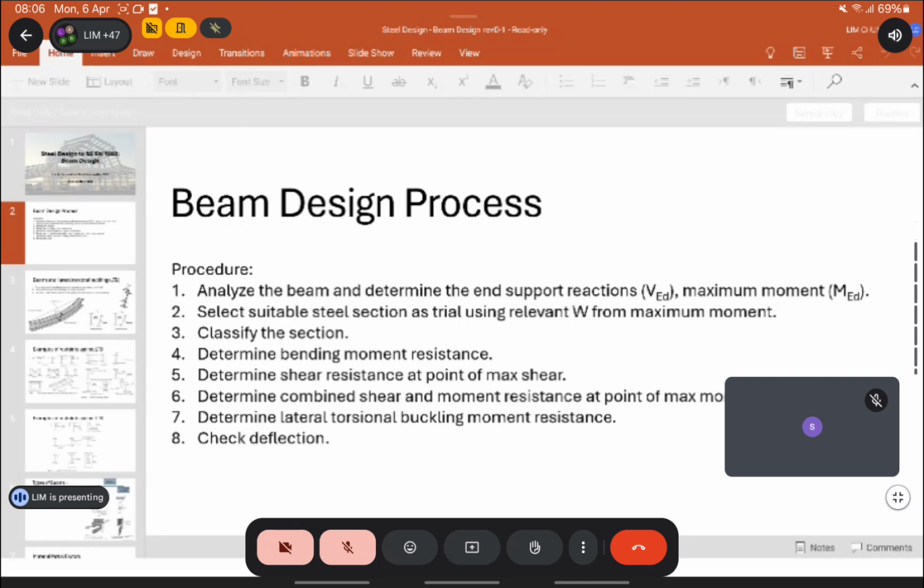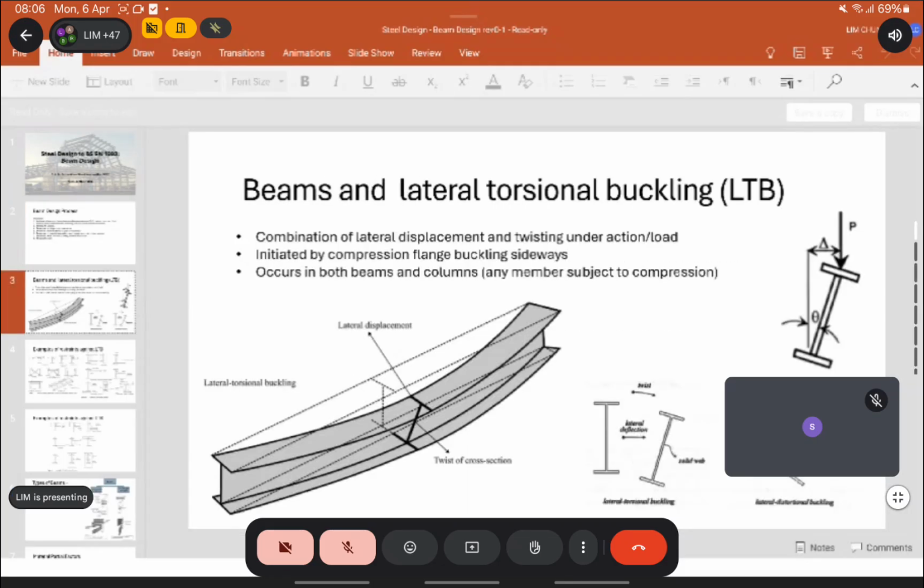Okay, now, before I can go further, I need to explain to you what lateral torsional buckling is. So the next few slides, we'll talk about lateral torsional buckling.